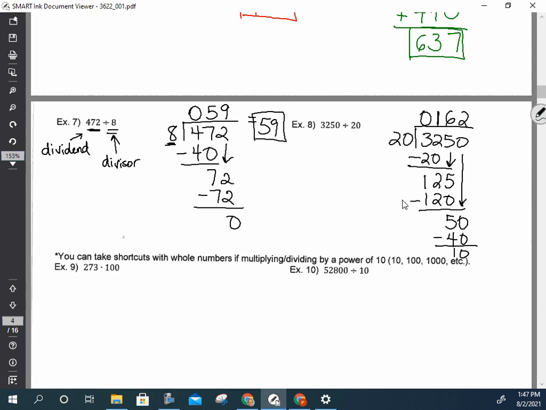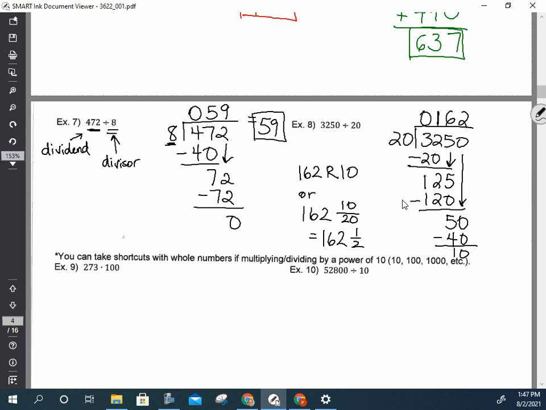So we don't have any more numbers to bring down, so we've finished our division. So this ends up becoming 162 remainder 10. Now, of course, this is not the only way that you can write your answer. You can also write it as 162 and 10 over 20, which, if you are writing it as a fraction, you would have to reduce. So this would become 162 and 1/2.